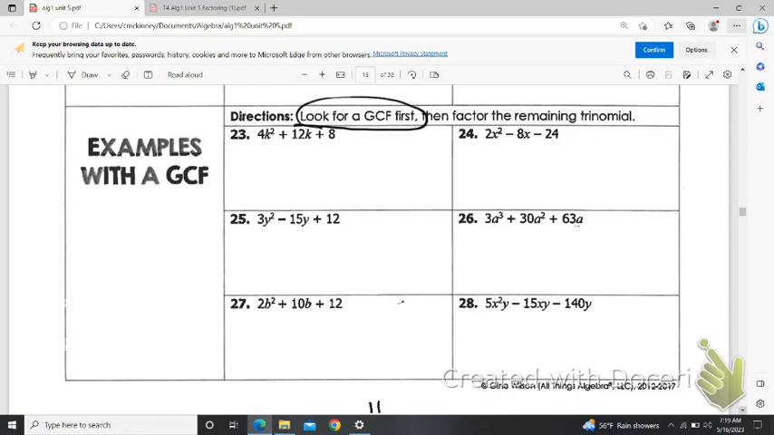So 4 goes into all of these. So 4 goes to the outside. Then I have k squared plus 12k plus 8. That 4 stays part of your answer on the outside. Then this trinomial will factor into 2 parts. So what multiplies to positive 8 and adds up to positive 12, so they're both positive.